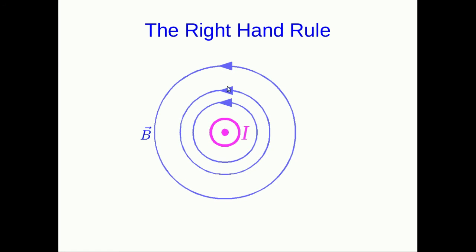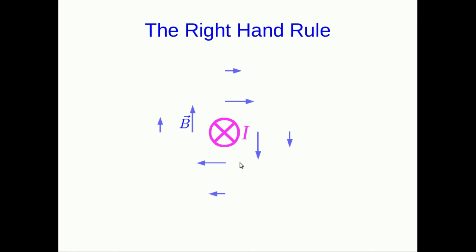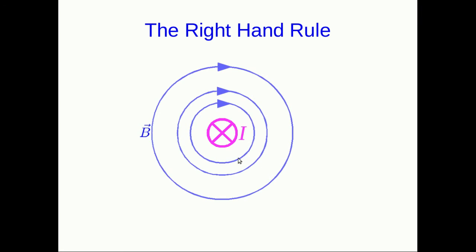Now, here it is with field lines instead of field vectors. And now if the current goes into the page, point your thumb into the page and curve your fingers with your right hand, and your fingers will be curved around in the sense that these B field vectors are pointing, or if you prefer, these B field lines.